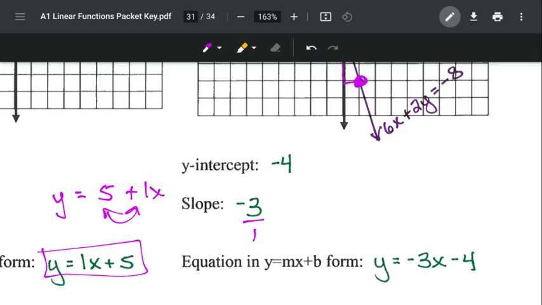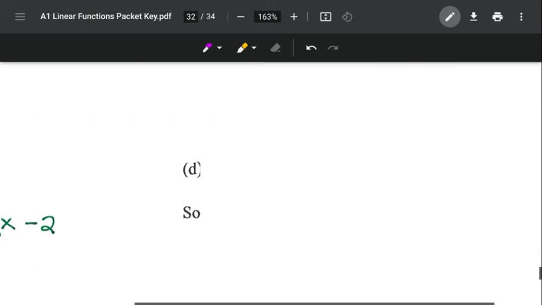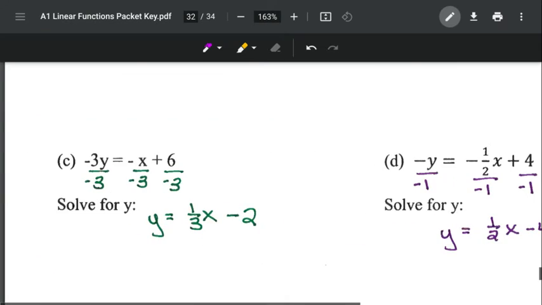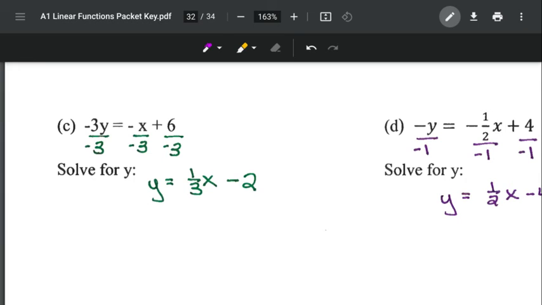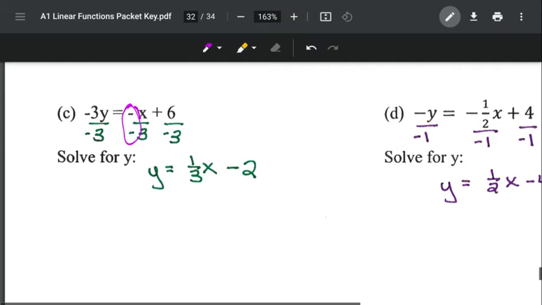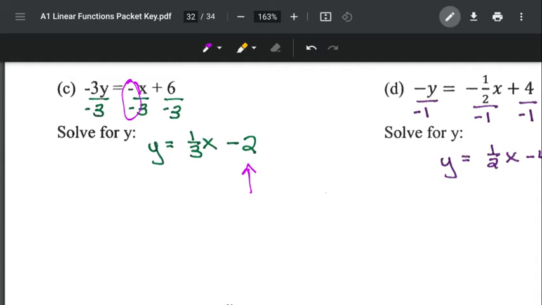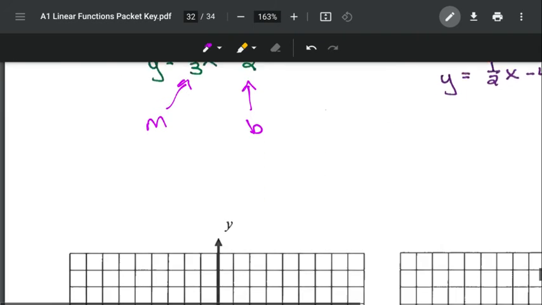So page 32 is just more practice. The one difference is we've got some funny negatives. So here's letter C. It's negative 3 times y equals negative 1x plus 6. So what I did was I just divided each term by negative 3. When you divide two negatives, you get a positive. So I got 1/3 x, or 1/3 times x, minus 2. Negative 2 is my y-intercept, and then up 1 over 3 is my slope.